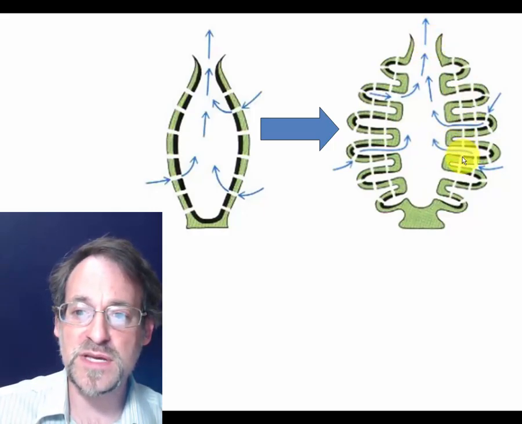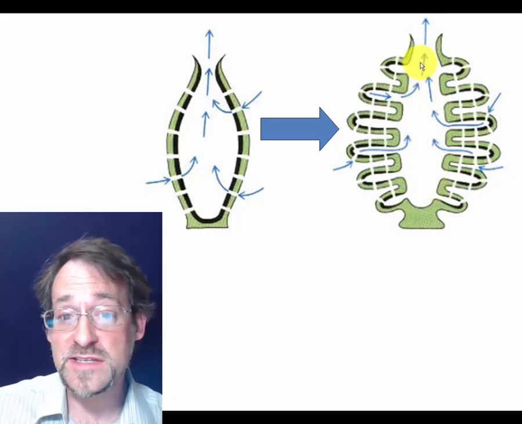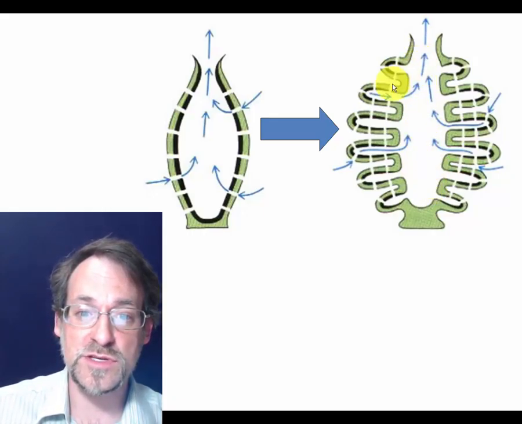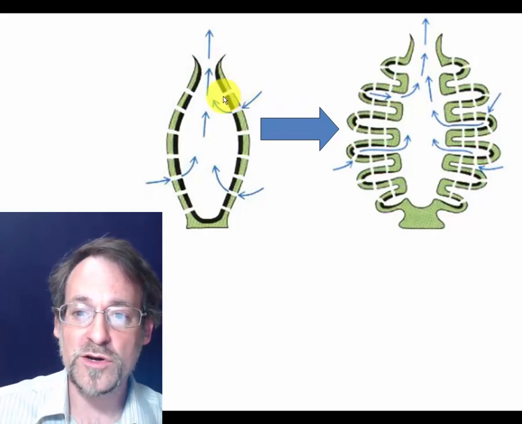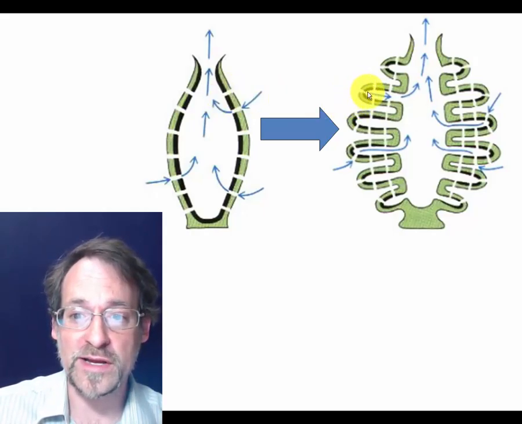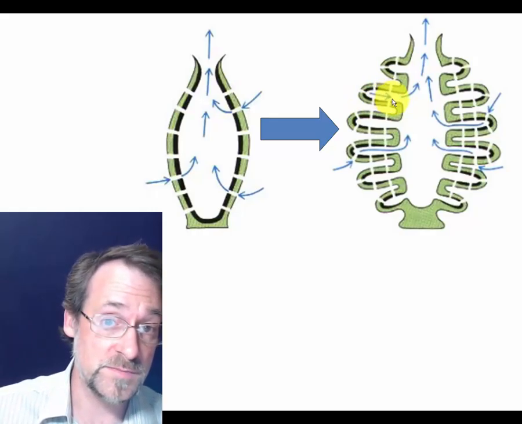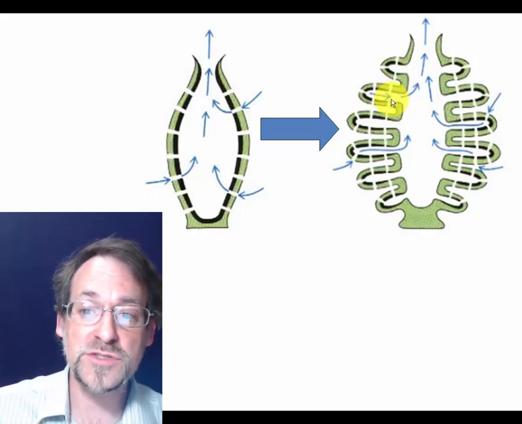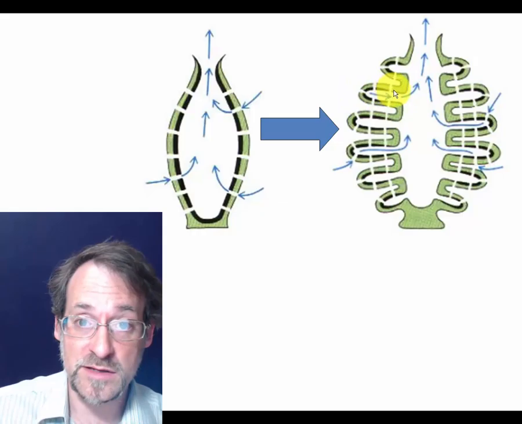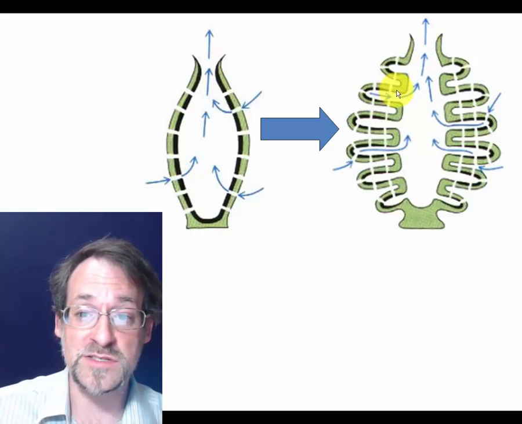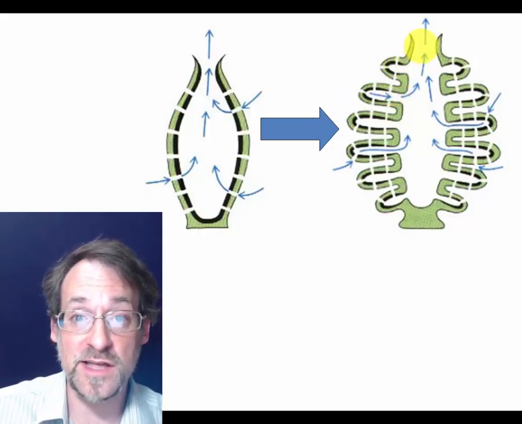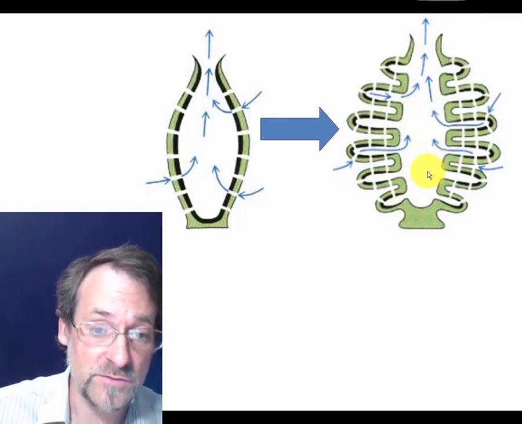You've still got this big open space in the middle, but in order to get to that space, instead of passing through these little holes, water has to flow down essentially a hallway, all of which is lined with collar cells. That means that you've got much more surface area exposed to the water, and that means that this whole body can get a lot bigger and still feed itself.